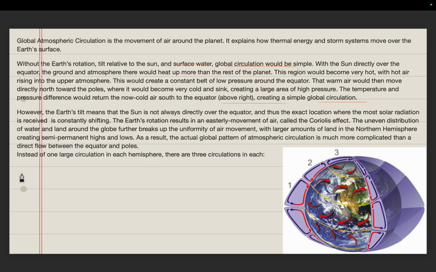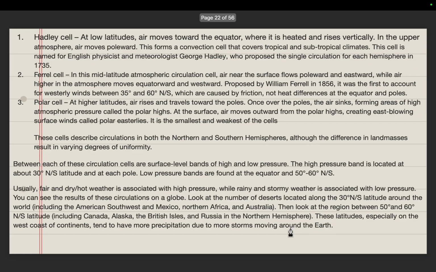Instead of one large circulation in each hemisphere, there are three circulation cells. You can see here some air moves up, then comes down here; from there some moves up, comes down, moves up, comes down. These three kinds of cells were discussed in the week 7 content. The first cell is the Hadley cell, then the Ferrel cell, then the polar cell.